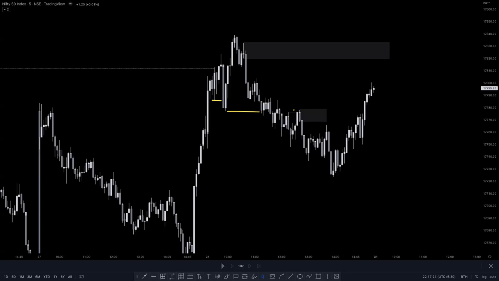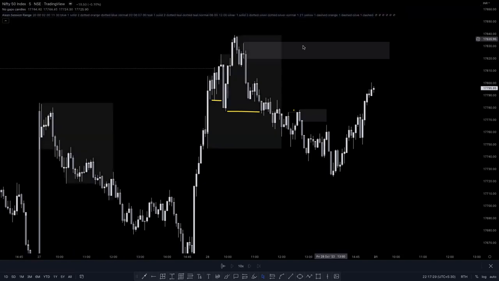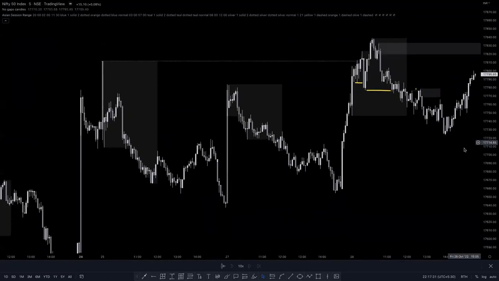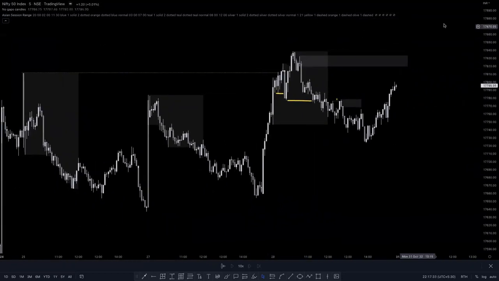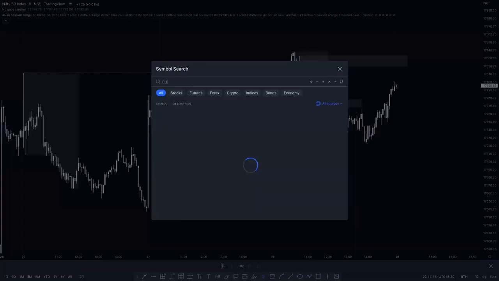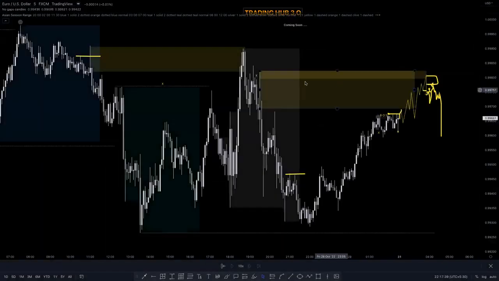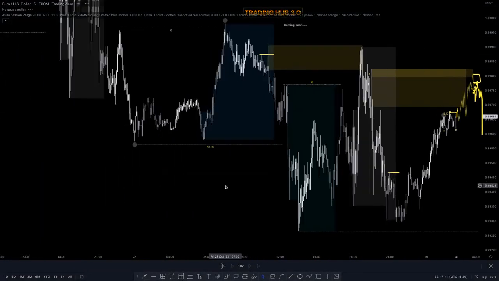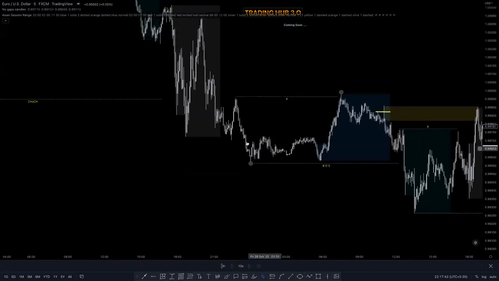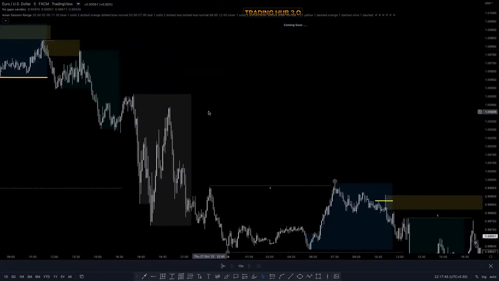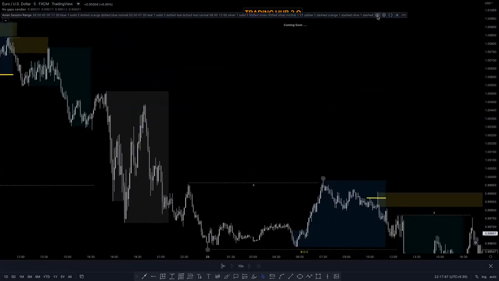Which indicator to use? You can use any indicator that is suitable for you. I'm using this one. This is a Nifty chart, and this one is a session chart. You can use it.